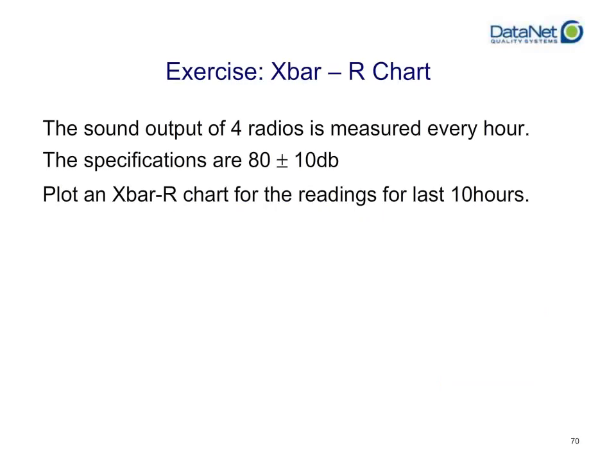In this exercise, you are again producing radios. You are going to generate an Xbar and R chart for the data that was collected when you had sound output recordings or sound output checks for 4 radios that is measured every hour in decibels. The specifications should be between 70 and 90, 80 plus or minus 10 decibels. You have 10 hours worth of data based on your 4 radios per hour check.